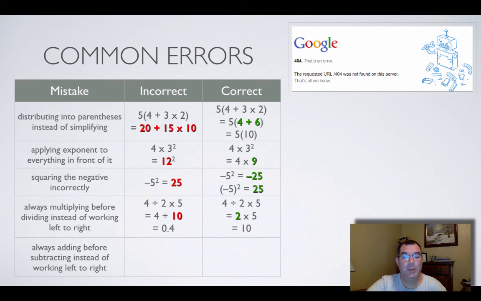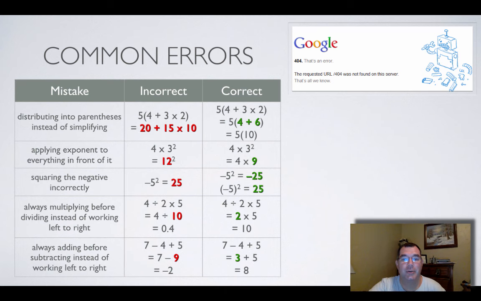And similarly, people will add before they subtract because in PEMDAS, A comes before S, but adding and subtracting is all at the same level, so you work from left to right. You don't do addition before subtraction unless it happens to come first, reading left to right. So this would be incorrect, whereas this would be correct. You just subtract because it comes first when you're reading from left to right. You only do what's first coming from left to right.